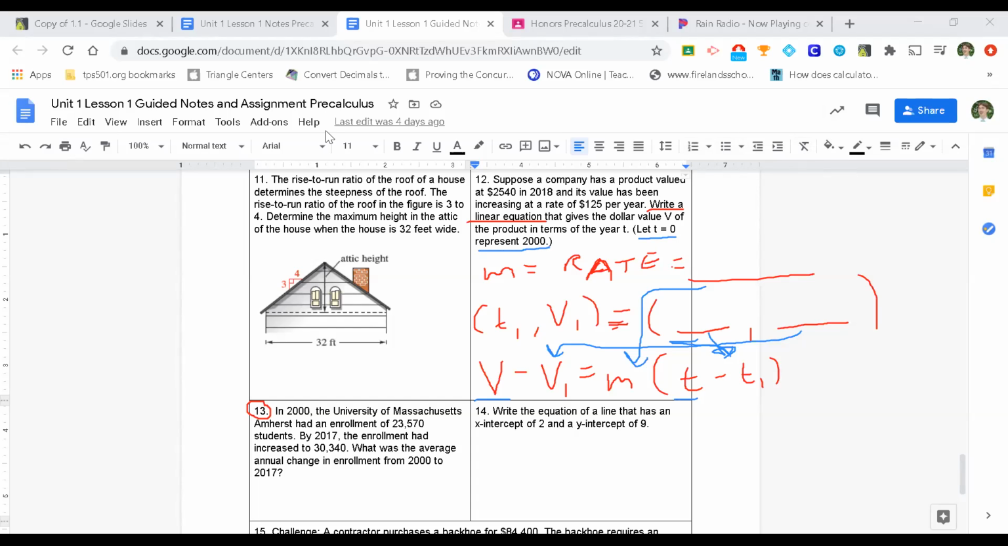Number 11. The rise to run ratio of a roof of a house determines the steepness of the roof. The rise to run figure is 3 to 4, so a rise of 3, run of 4. Determine the maximum height in the attic of the house when the house is 32 feet wide. Trying to determine the best way to do this problem, because the best way is actually not to treat it as a linear equation. You have two options when you do this problem. One is write a linear equation.